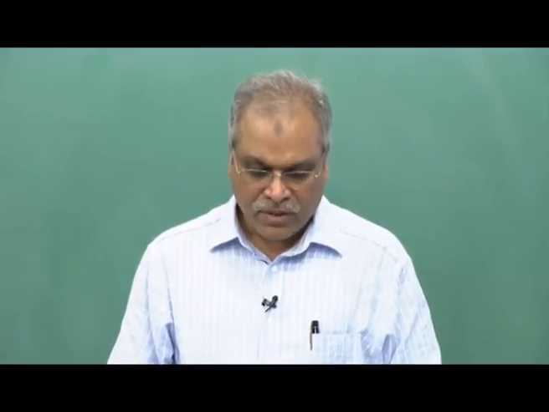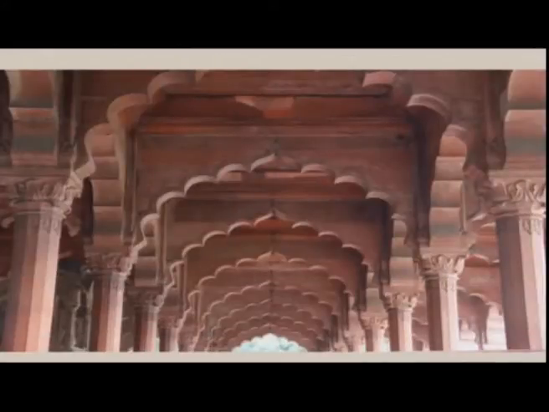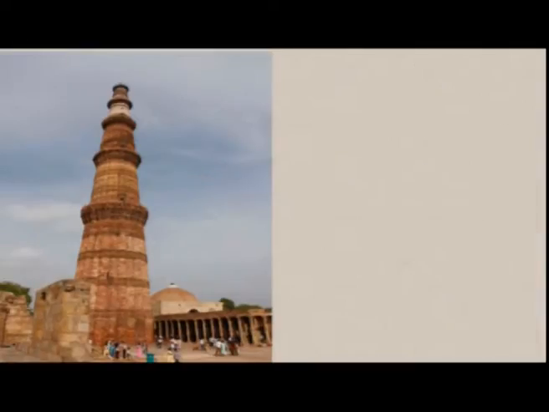So, this is the Red Fort, which is in New Delhi. The red sandstone was brought from the quarries of Dholpur in Rajasthan and Fatehpur Sikri. So, this is an example of the sandstone and a structure which was constructed from it. This is inside that region. Again, you can see beautiful carving in ferruginous sandstone.